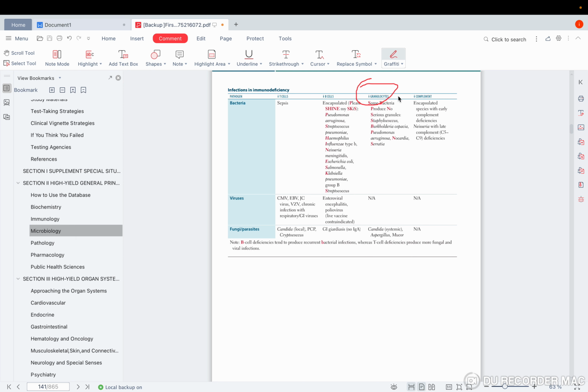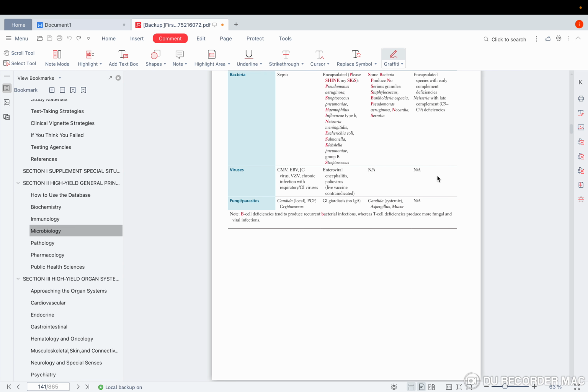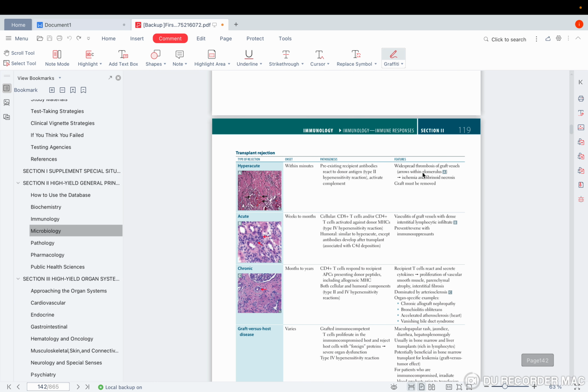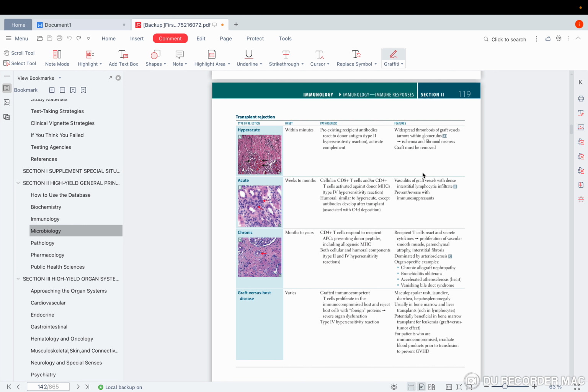Granulocyte dysfunction, which type of candida do they get? Is it the candida that affects the organ or the candida that affects the skin? Organs. Yep. While the T cell will be local, the skin. But this one, in the granulocyte, it will be affecting the organs. Good. The complement deficiency, we spoke about early complement deficiency leading to lupus and sinopulmonary tract infection, while the late one can lead to, basically, we said Neisseria.